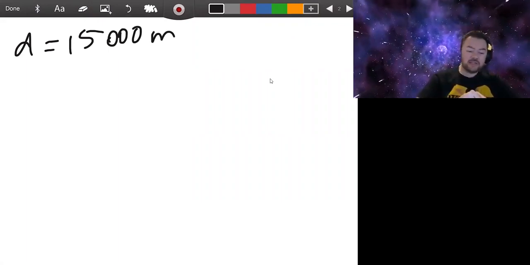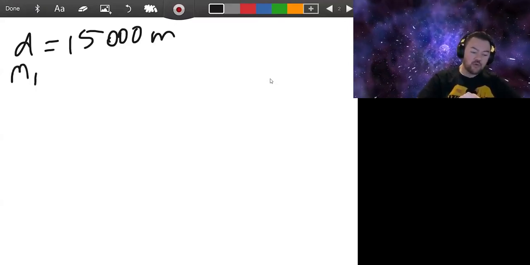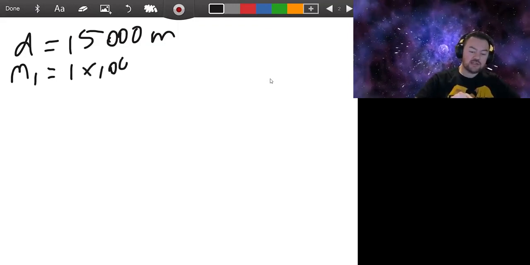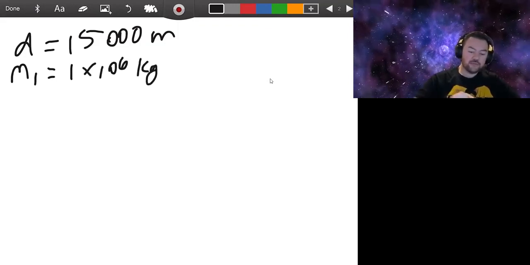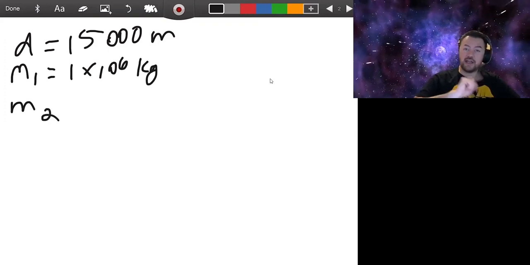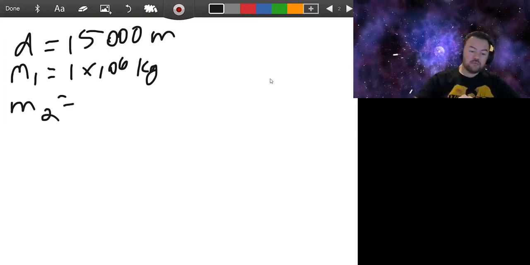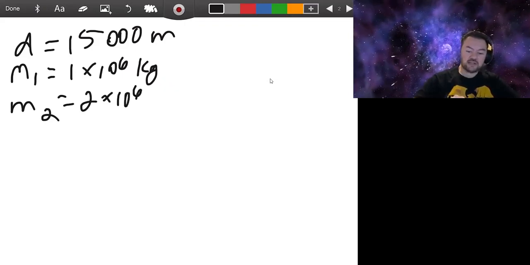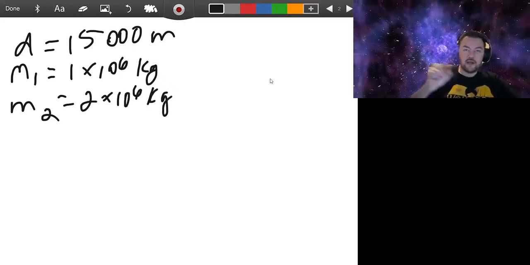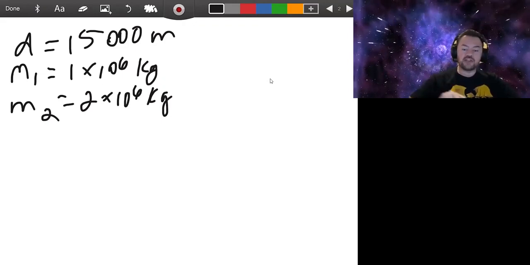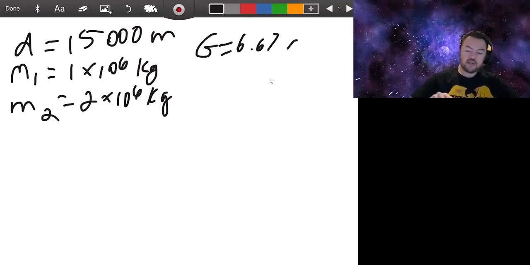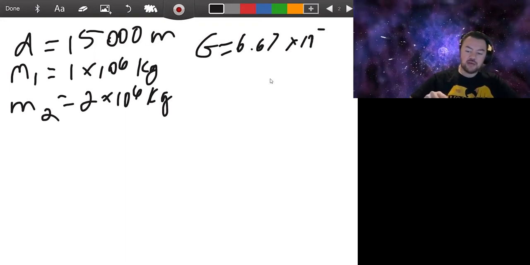Now, to make this easier on myself, I'm going to put that in scientific notation. That's 1 times 10 to the 6th kilograms. And then the second object has a mass of 2 million kilograms. So that's 2 times 10 to the 6 kilograms. And of course, we need to know the gravitational constant. G is equal to 6.67 times 10 to the minus 11.